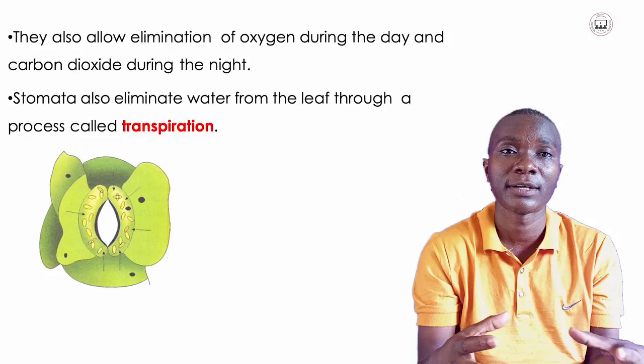The other function of the stomata is that they also allow elimination of oxygen during the day and carbon dioxide during the night. Once they open, they are able to eliminate oxygen during the day and carbon dioxide during the night. This oxygen is released as a byproduct after photosynthesis has taken place. Stomata also eliminate water from the leaf through a process called transpiration. Plants lose water from leaves through transpiration. It is through stomata that water is eliminated from the leaves into the atmosphere.